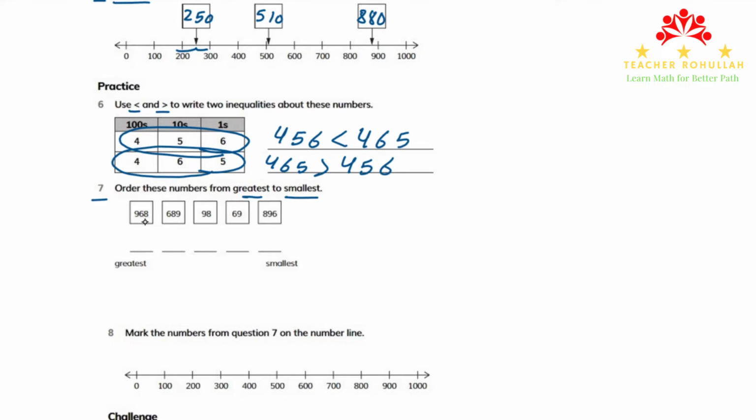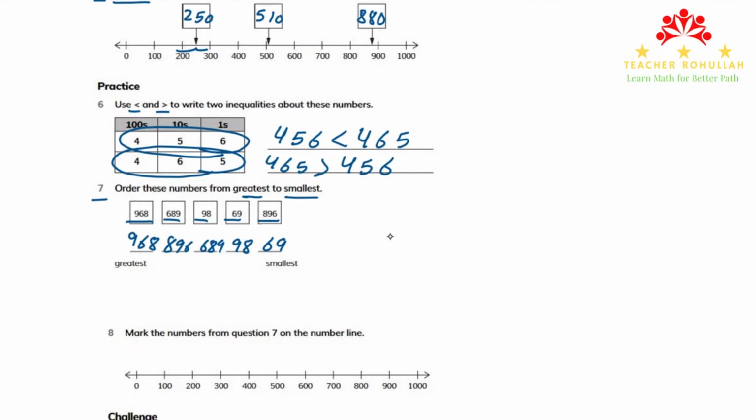The biggest number is 968. The second one is 896. Then 689, then 98, and then the smallest one is 69. So 968 comes first, and it's followed by 896, then 689, then 98, and the smallest one is 69.